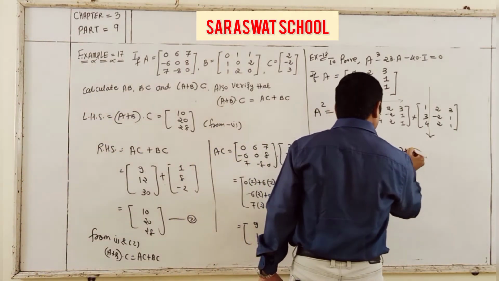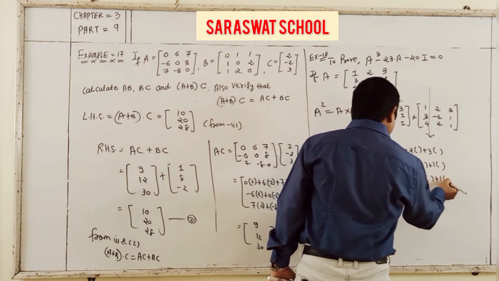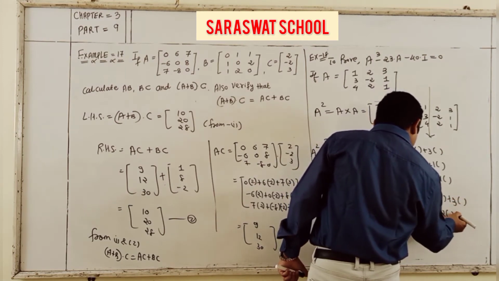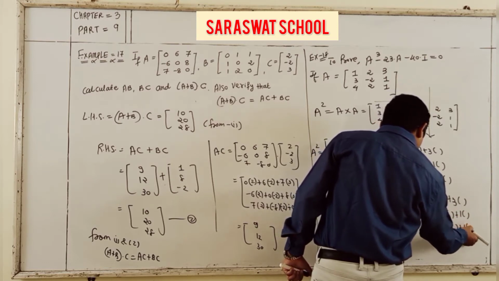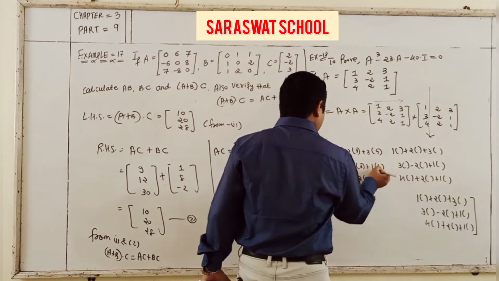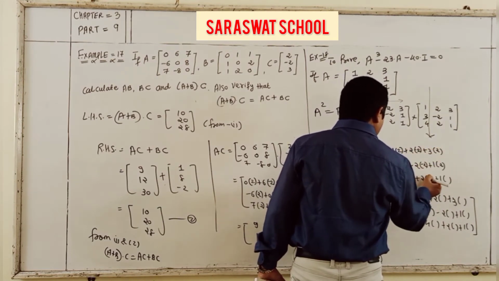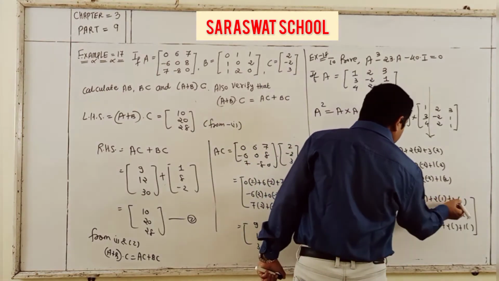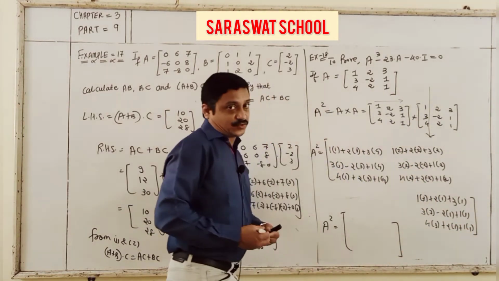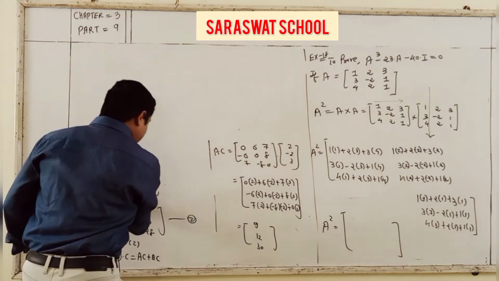So 1, 2, 3, 3 minus 2, 1, 4, 2, 1. And the last column is the same: 1, 2, 3, next 3 minus 2, 1 and 4, 2, 1. Now apply your column values: my first column 1, 3, 4, second column 2 minus 2 2, and last 3 1 1. Similarly 3 1 1. Here you will declare the student's value for A square, and using that A square I will decide A cube, which is useful in the answer part.